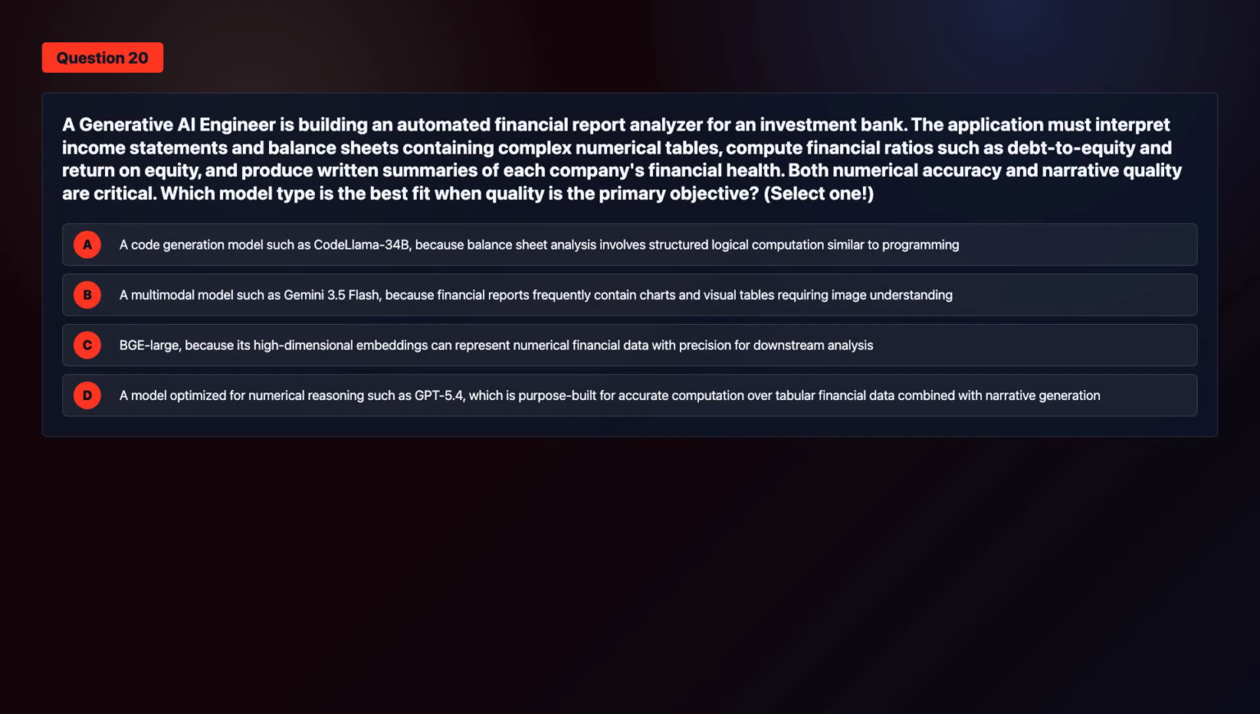Alright, this is question 20. A generative AI engineer is building an automated financial report analyzer for an investment bank. The application must interpret income statements and balance sheets containing complex numerical tables, compute financial ratios such as debt to equity and return on equity, and produce written summaries of each company's financial health. Both numerical accuracy and narrative quality are critical. Which model type is the best fit when quality is the primary objective? Select one. Review the answer choices on screen.